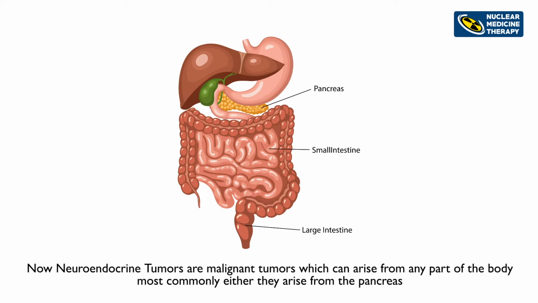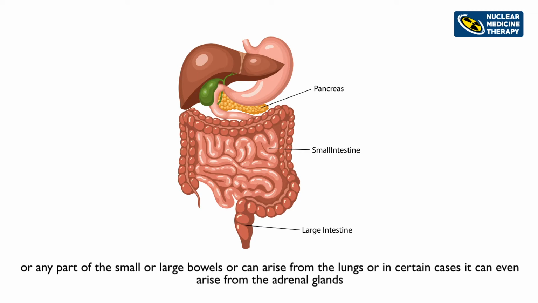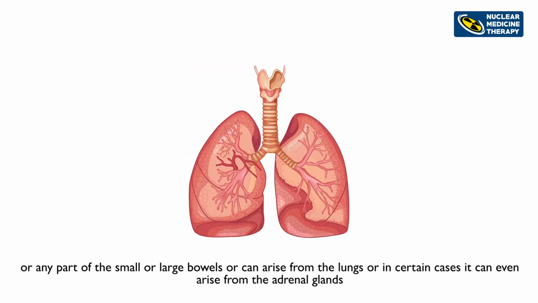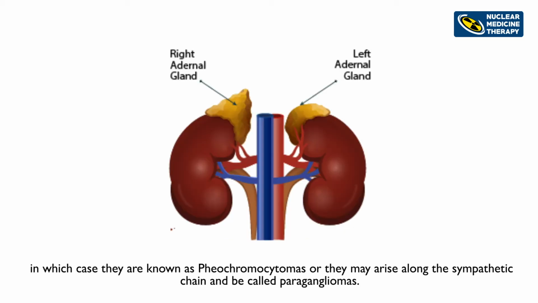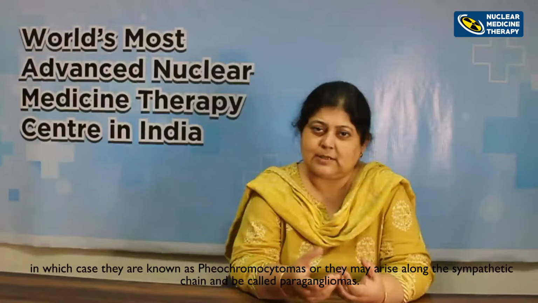Most commonly, they arise from the pancreas or any part of the small or large bowel, or can arise from the lungs, or in certain cases they can even arise from the adrenal glands, in which case they are known as pheochromocytomas, or they may arise along the sympathetic chain and be called paragangliomas.